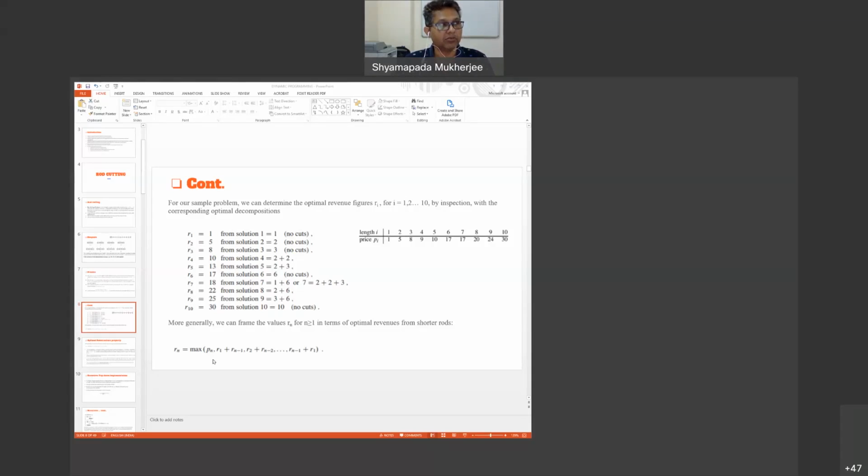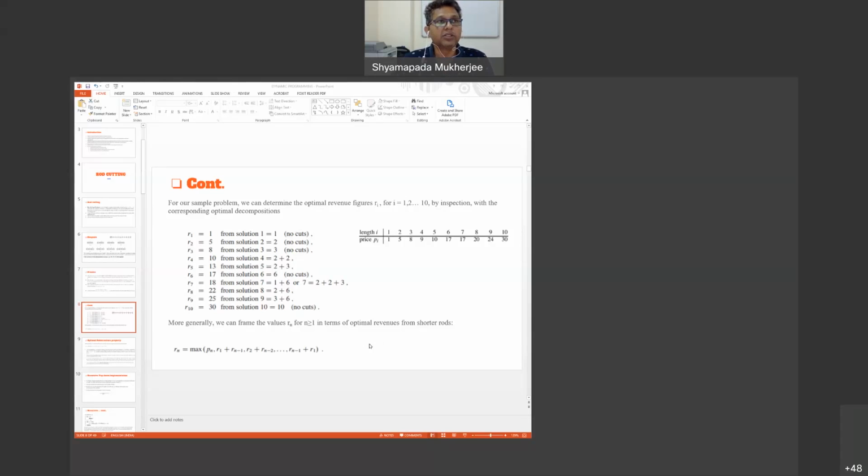Otherwise, what we can do, the first piece of the rod may be 2 and the second piece may be n minus 2. So we want to find out all possible options of cutting the rod into 2 pieces initially, and these R1, R2 within this expression are denoting the optimal revenue for the parts. Okay, so this is a recursive procedure we are applying here, because we don't know which value will give you the optimal solution, which particular cut or position for the first cut will give you the optimal solution. We need to find out all possible options.